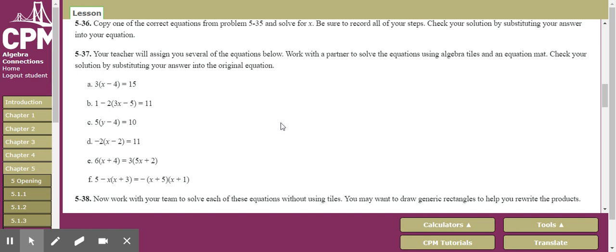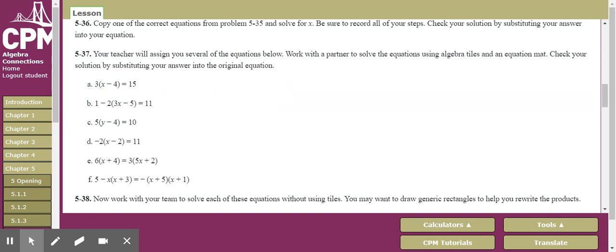So now it's time to solve equations. Let's look at this first one here. 3 times quantity x minus 4 equals 15. If I were going to use an algebra map for this, I would need to build x minus 4. I need to build 3 of those on one side and put 15 tiles on the other side. That's a lot of tiles. So we're going to think about how we could do this using the generic rectangle instead.